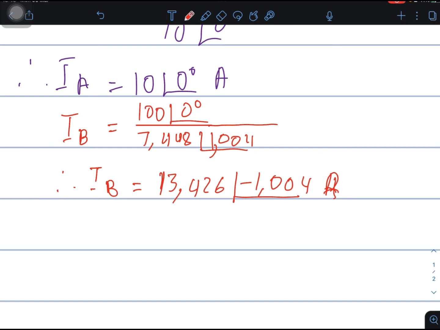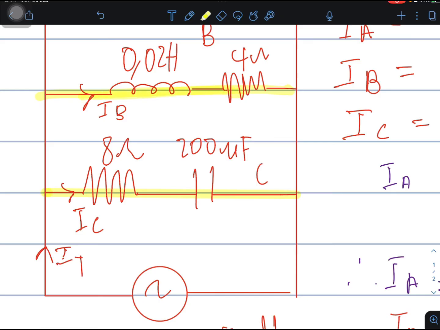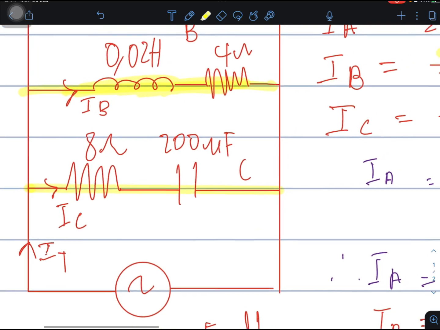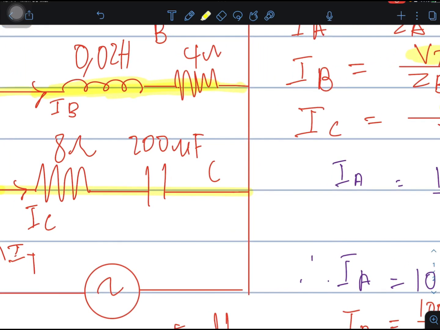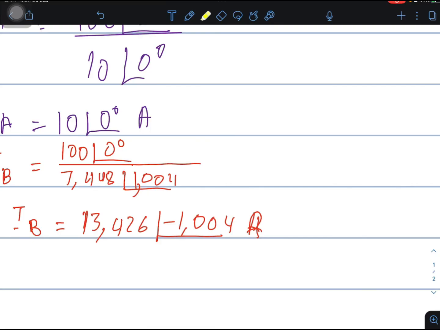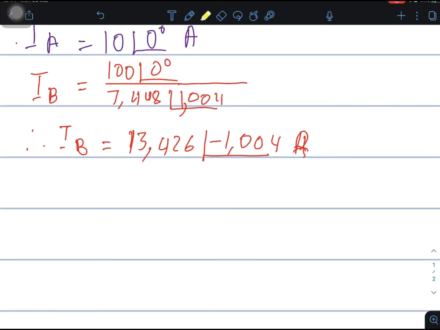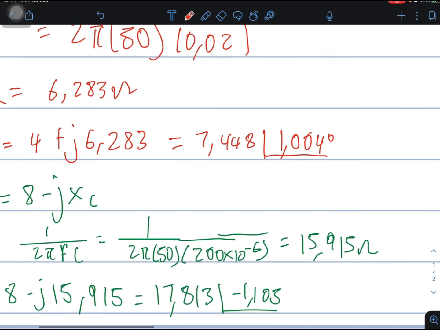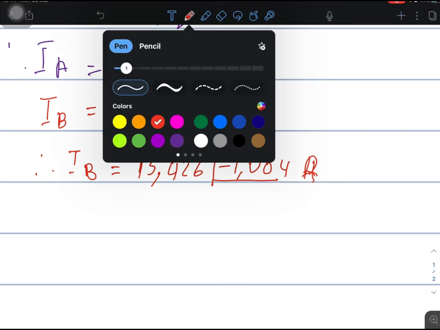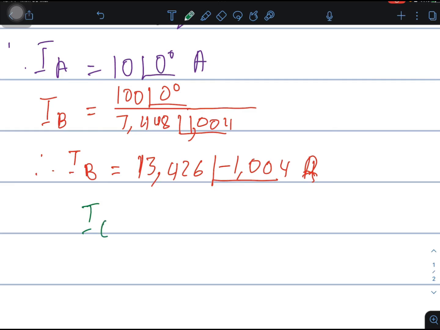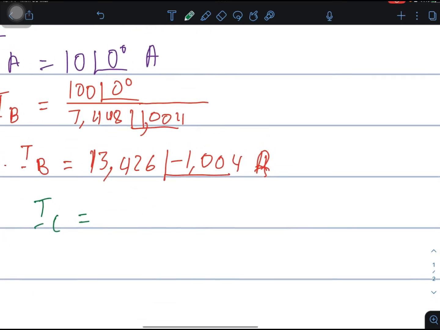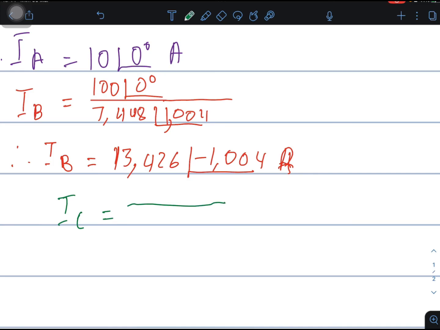If we had a positive in that branch which is inductive, it would be wrong, because if you have an inductor in a circuit, a circuit that is inductive, you have a lagging phase angle, hence you have minus. Current is lagging the supply voltage. Later we will draw a phasor diagram. Then we have to get IC. IC is equal to VT over ZC, so VT is 100 at angle 0.